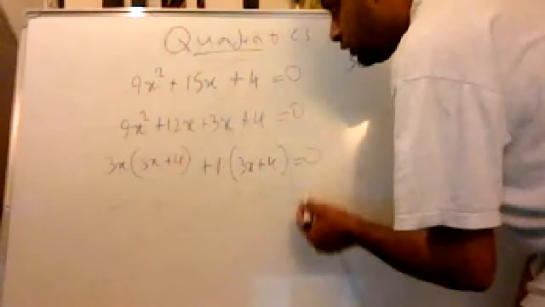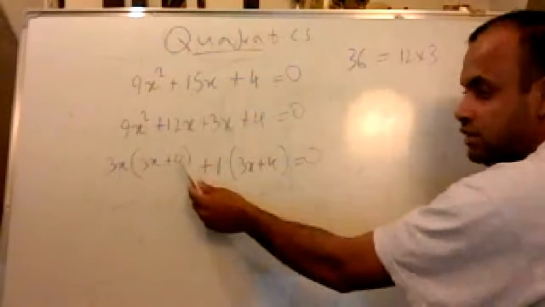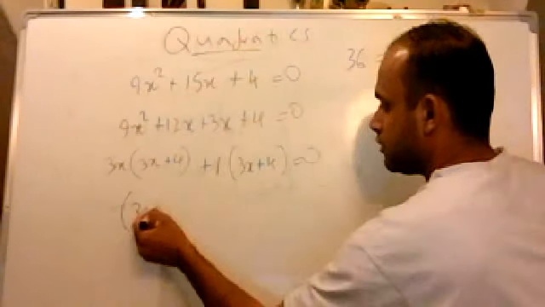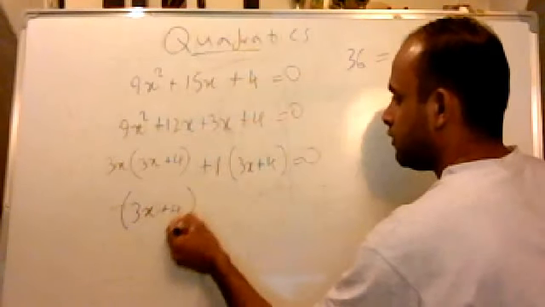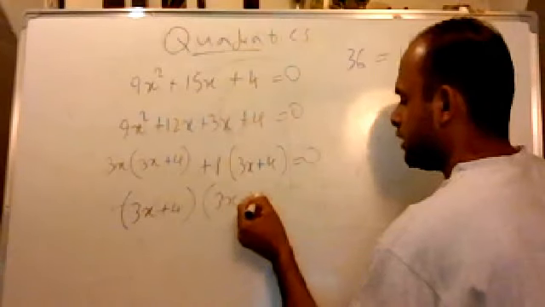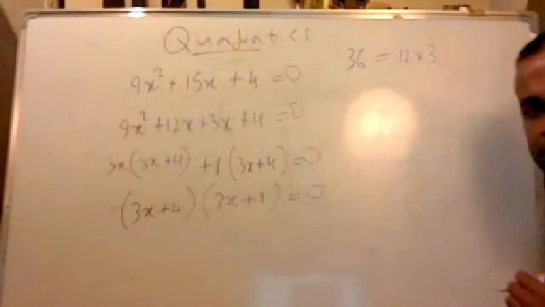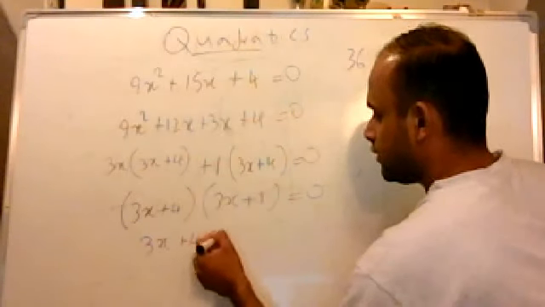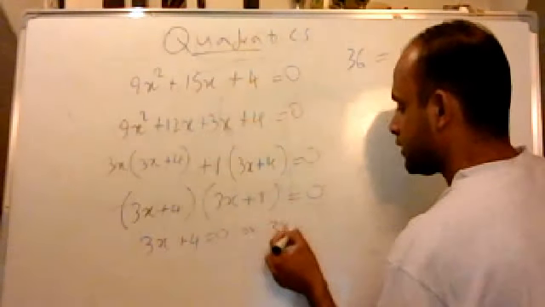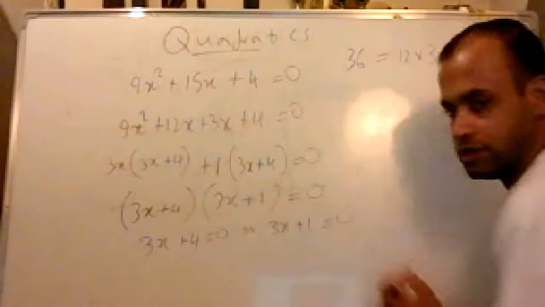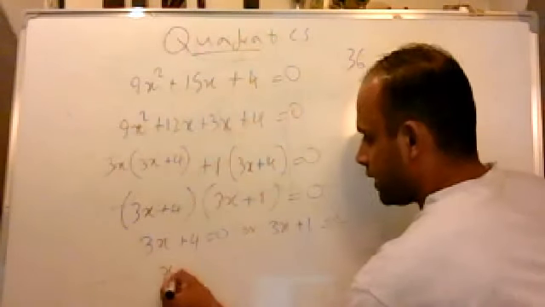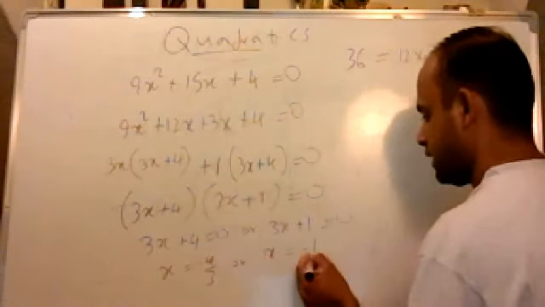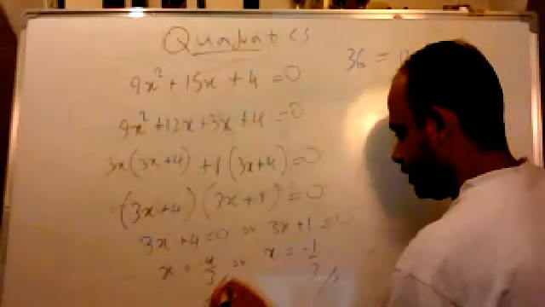Okay, so that equal to 0, so you can see 3x plus 4 and 3x plus 4 is a common bracket. I can take that out, so it'll be 3x plus 4 bracket 3x plus 1 equal to 0. So that means 3x plus 4 equal to 0, or 3x plus 1 equal to 0. So this gives you x equals minus 4 over 3, or x equals minus 1 over 3. So those are the two answers.